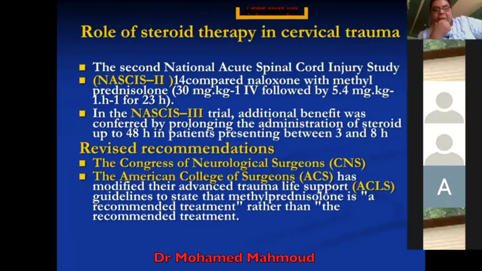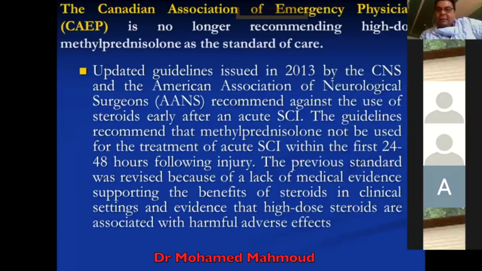But there is a revised recommendation from the Congress of Neurological Surgeons and the American College of Surgeons, which has modified it: methylprednisolone is a treatment option rather than recommended. The Canadian Association of Emergency Physicians no longer recommends high-dose methylprednisolone as a standard of care. Updated guidelines in 2013 by the CNS and the American Association of Neurological Surgeons recommended again the use of steroids early after an acute spinal cord injury.